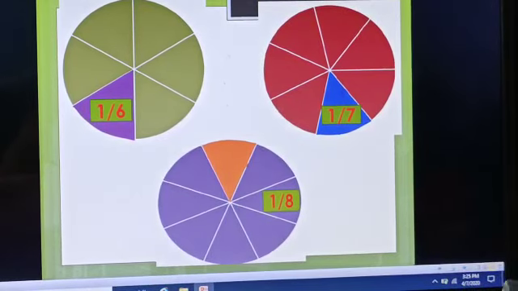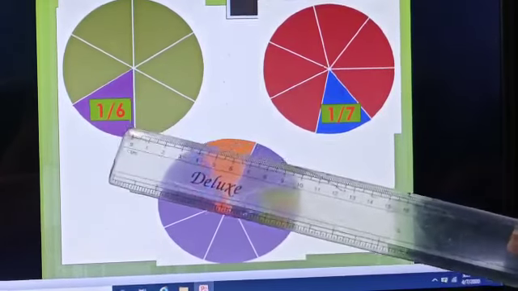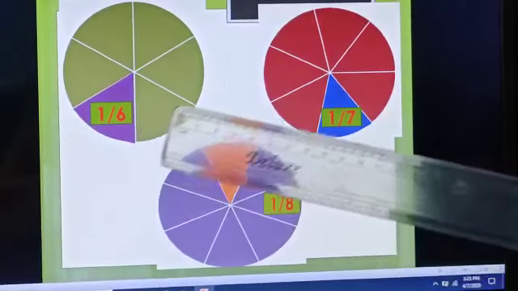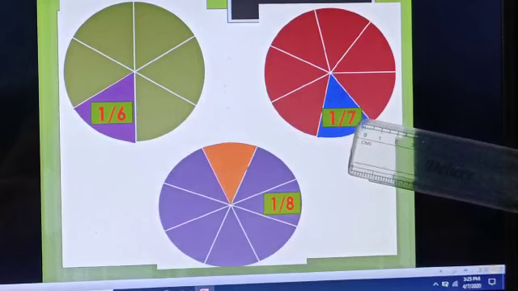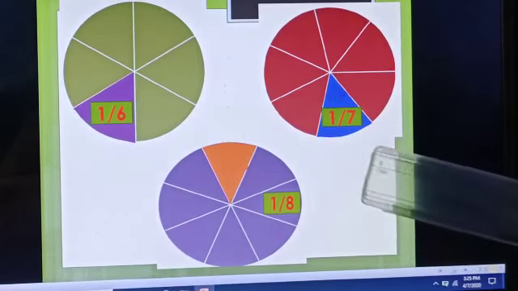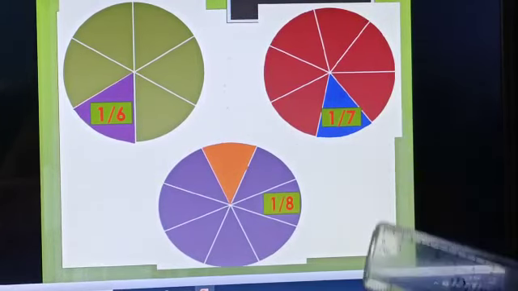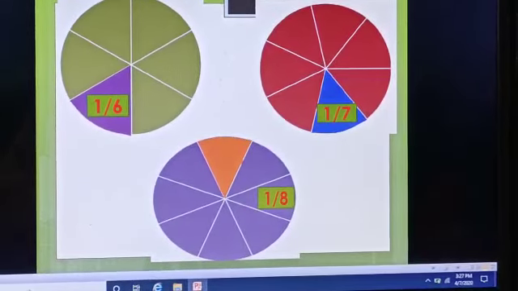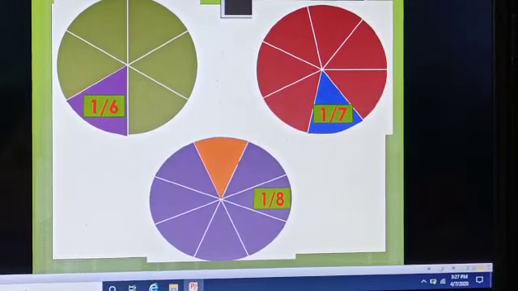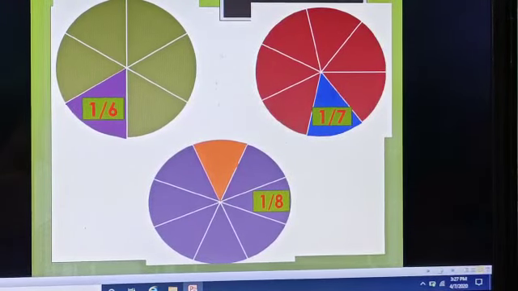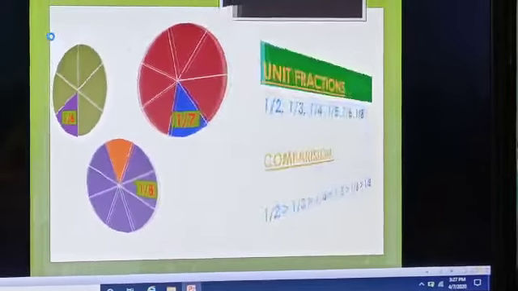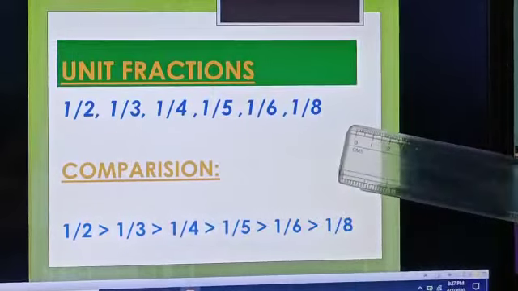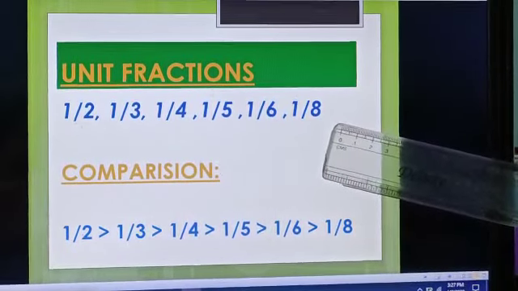Looking carefully at the circles, we can see that the slice marked as 1 by 6 has a bigger size as compared to the slice marked as 1 by 7. Similarly, the slice marked as 1 by 7 has a bigger size compared to the slice marked as 1 by 8. Looking at these given examples, what we have learnt is that the fraction 1 by 2 is the biggest one and the fraction 1 by 8 is the smallest one.